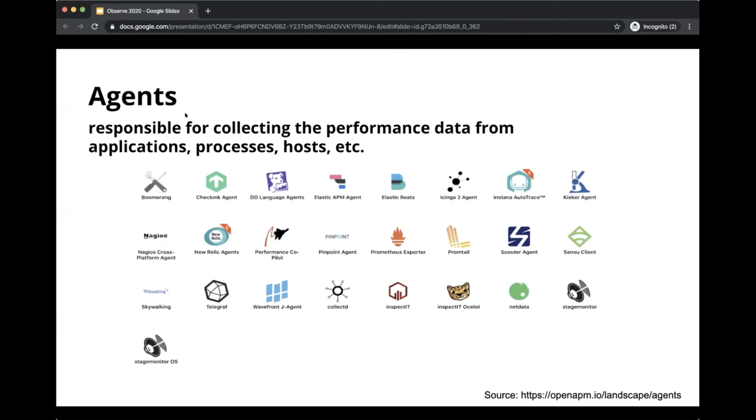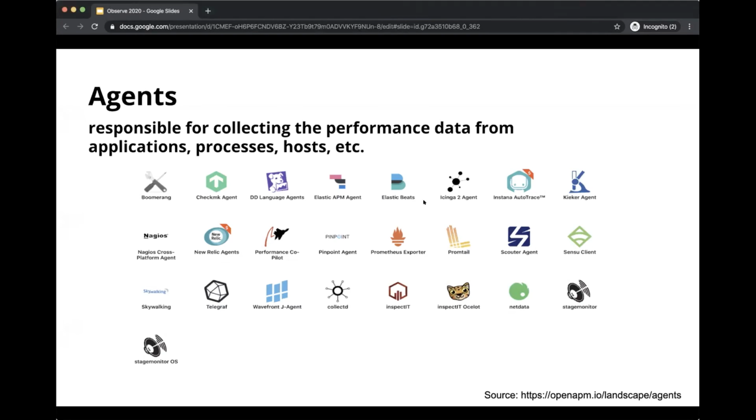There's a great site called OpenAPM, and you can check out everything that's in the landscape. It's fairly up to date. Two of the projects I'm going to talk about today are a little weird, so they're not necessarily listed here. But agents are responsible for running as part of your application as an independent process. Together with instrumentation libraries, they can be seen as a source of performance-related data.